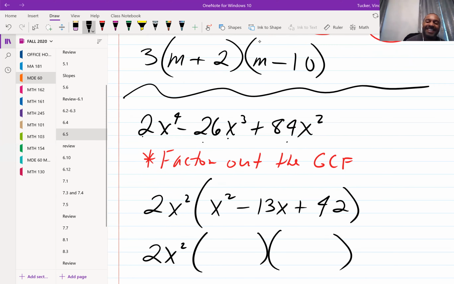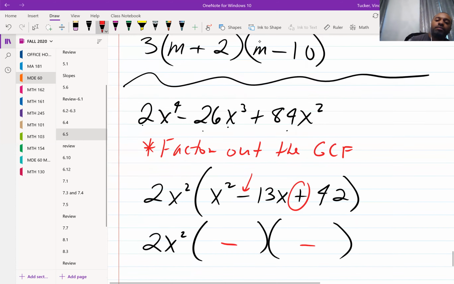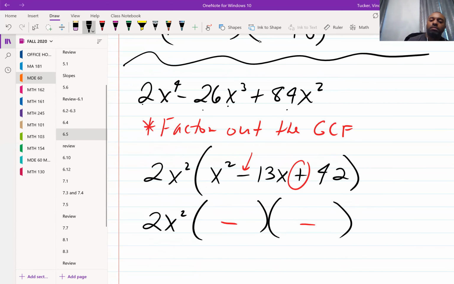All right. So because this is plus, the signs are going to be the same, and this one tells us which ones we need to put in there. Both the signs are going to be negative. Both of them will be x. Now we need our factors of 42 that will add together, because we have same signs, to give us 13. That'll be 7 and 6.